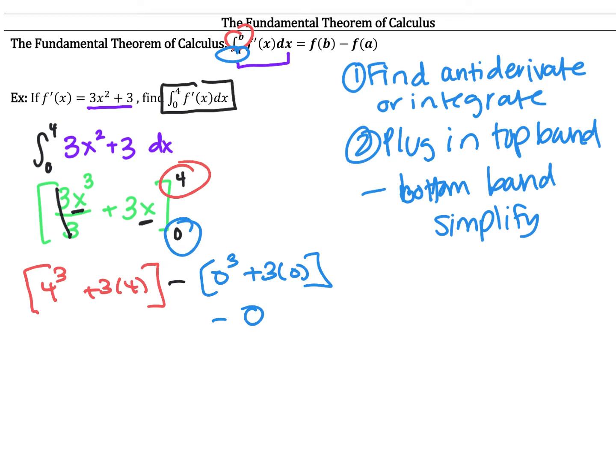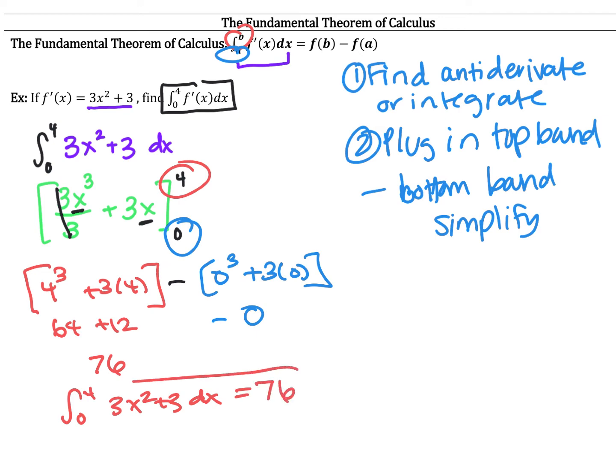The red portion, 4 to the third is 64. 3 times 4 is 12. 64 plus 12 is going to give us 76. So I can say that the integral from 0 to 4 of 3x squared plus 3 dx is equal to 76. So there's my final answer.